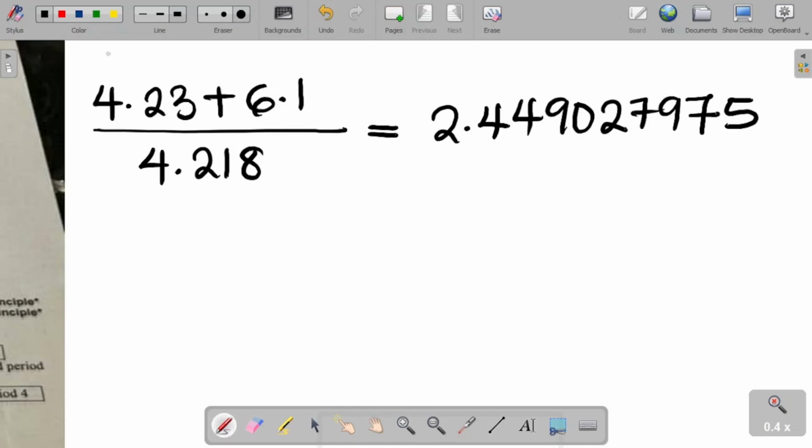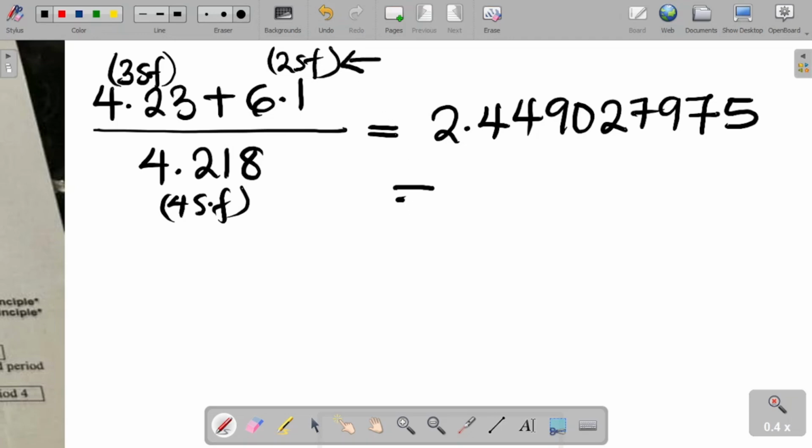For instance, if you look at the numerator, you have the first value there, 4.23. For 4.23, you have 1, 2, 3. You have 3 significant figures. Next up, you have 6.1. That becomes 1, 2. So you have 2 significant figures for 6.1. Then the last thing you have there, which is your denominator, you have 4.218. That becomes 1, 2, 3, 4. You have 4 significant figures. So out of this, observe that our least value is 2 significant figures.